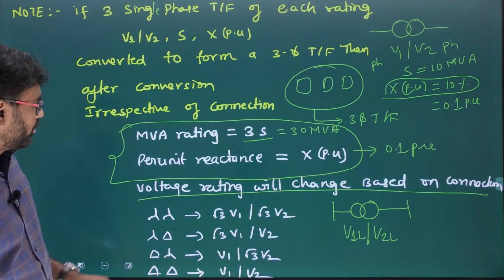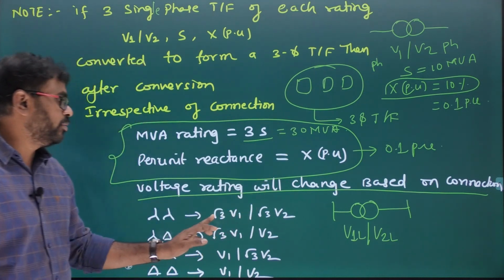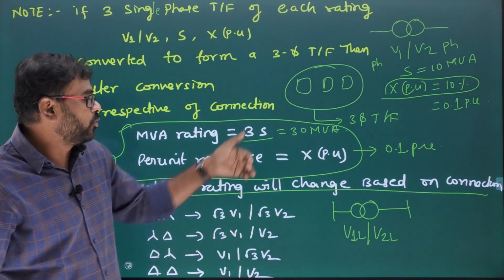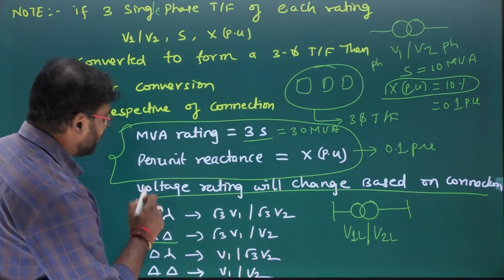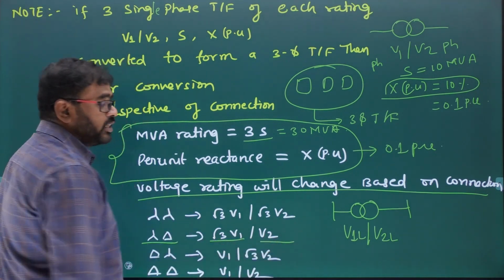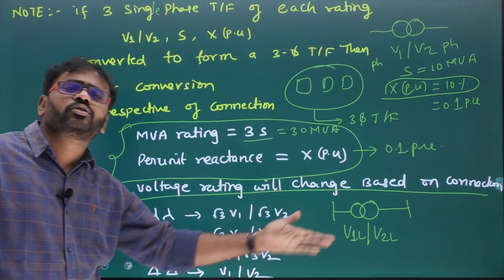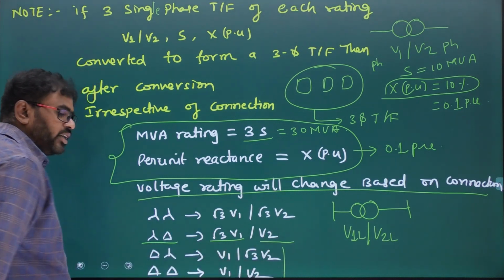Correct or not? And now tell me, if it is a star-star connection, phase voltage is V1, but line voltage will be root 3 times V1. So primary voltage rating is root 3 times V1. Secondary voltage rating is also root 3 times V1. Now if it is a star delta transformer, yes, primary voltage rating is root 3 V1, but secondary voltage rating is V2. Why? Because phase voltage is V2, and line voltage is also V2 for delta connection. So based on that logic, we can write the remaining two.